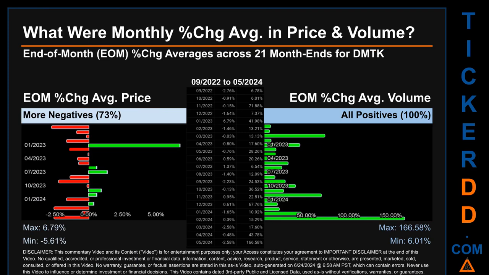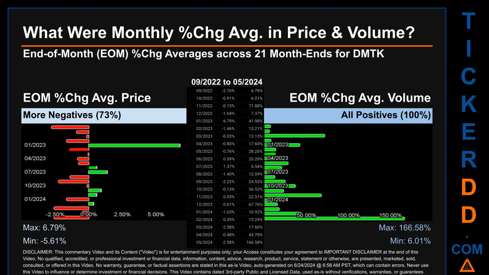What were end-of-month percentage change averages in price and volume for DMTK? The monthly average of percentage change in price and in volume were calculated for each of the 21 month ends. That calculation took daily percentage changes and averaged them for each given month. If a month end came out negative, then it means that the month summarily saw a negative change.